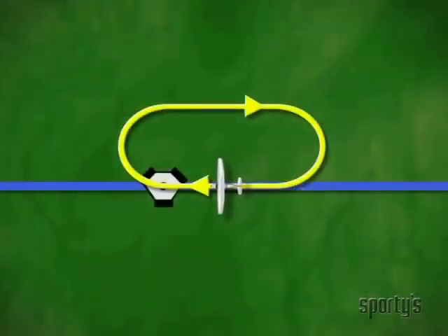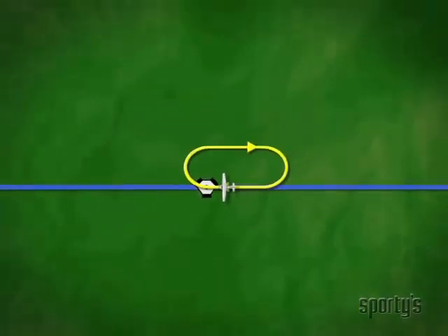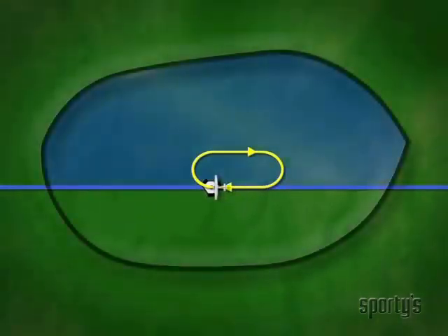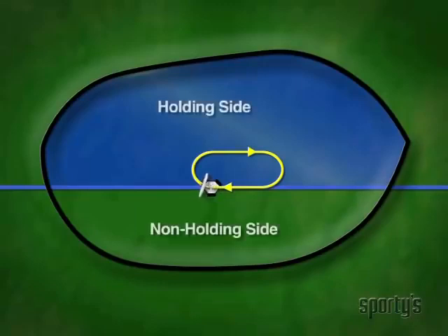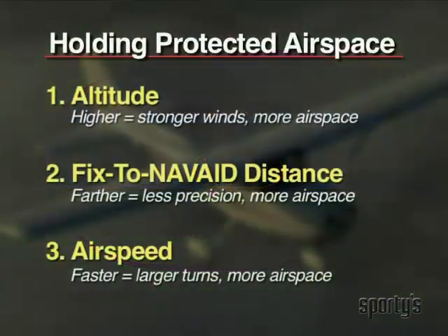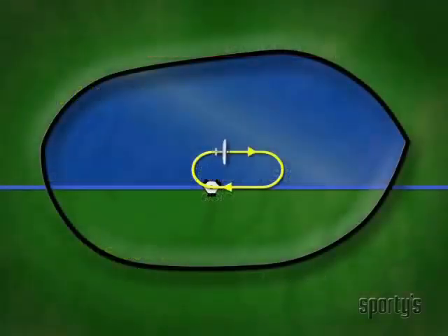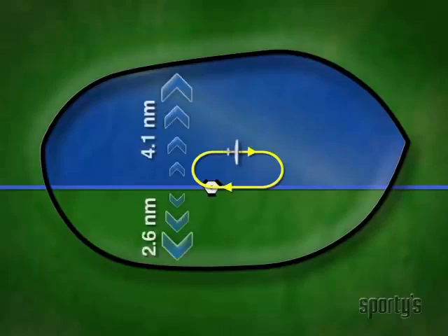The protected airspace is not charted, but it is shaped somewhat like and centered upon the holding pattern. This puts about 60% of the protected area on the holding side, so the majority of your maneuvering should be there. How much airspace is protected? The FAA uses 31 different templates for holding pattern protected airspace to fit over 100 combinations of altitude, fix to navaid distance, and airspeed. The smallest size, used only up to 4,000 feet, is 6.7 nautical miles wide.